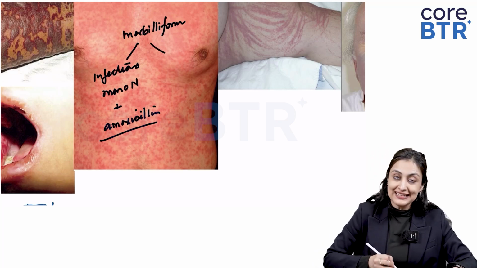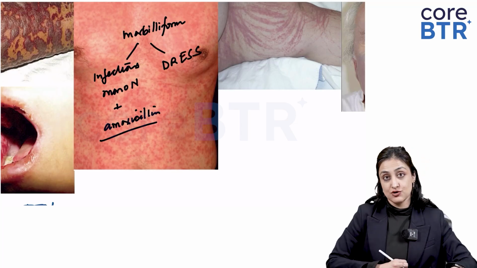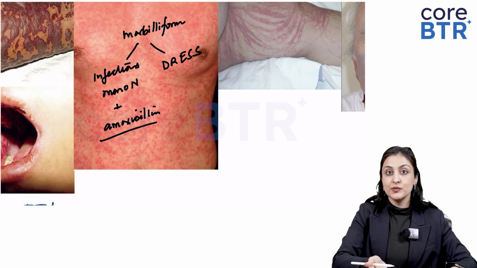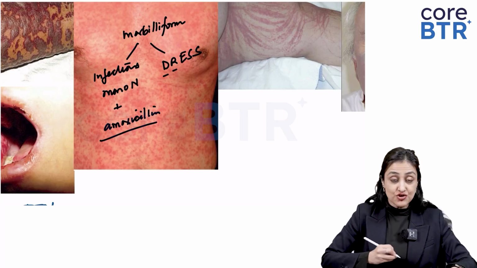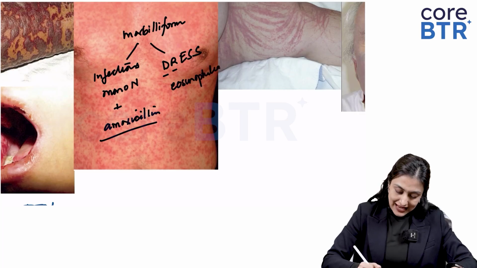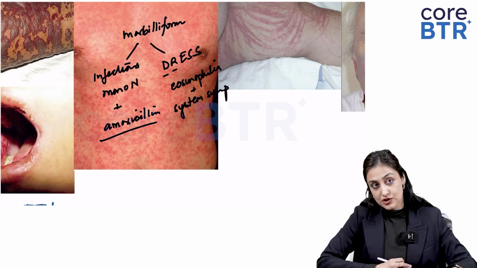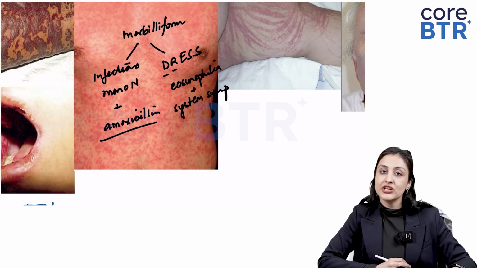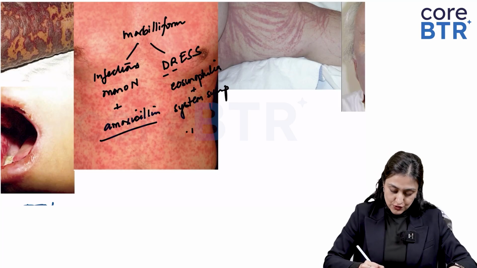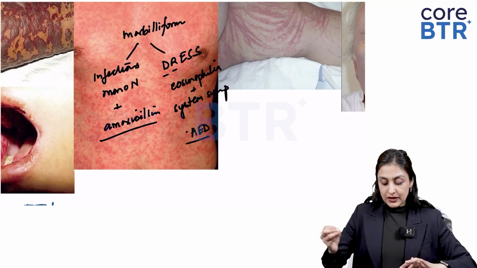The second DD is where you will think of something called as DRESS syndrome. So what is DRESS syndrome? So as the name suggests, this is drug related. There is eosinophilia and there are systemic symptoms. So this is where the history will be a rash, which is because of a drug, along with eosinophilia and systemic symptoms, and this is also associated with anti-epileptic drugs.